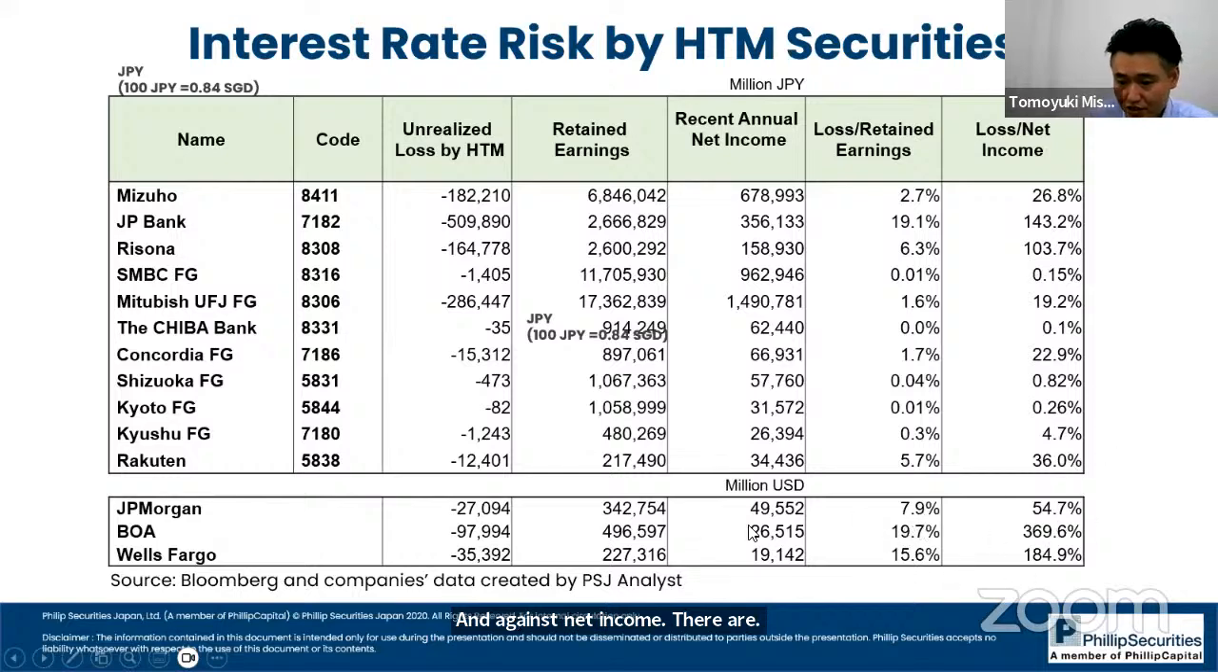We see that Bank of America and Wells Fargo have an unrealized loss on HTM securities of almost 19.7% or 50.6% of retained earnings. And the loss against the recent net income is almost 3.6 times, almost 4 times, or more than doubling of their recent net incomes.